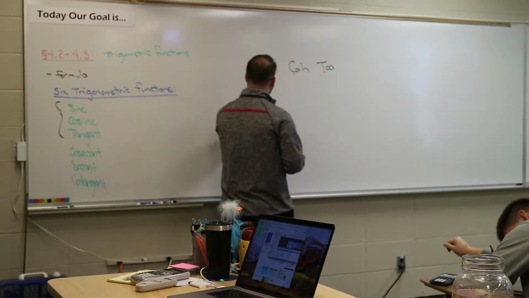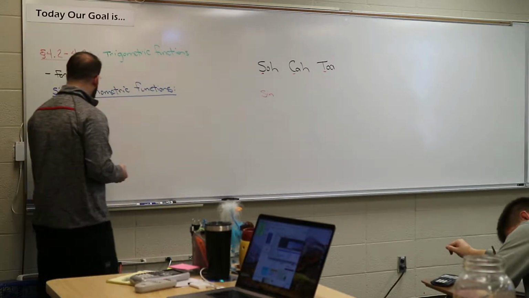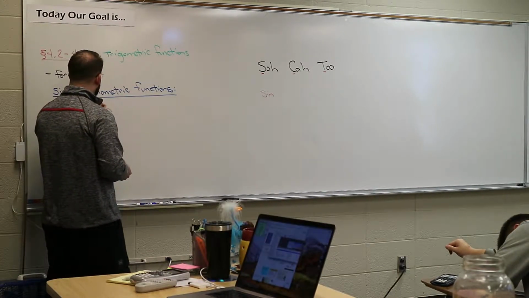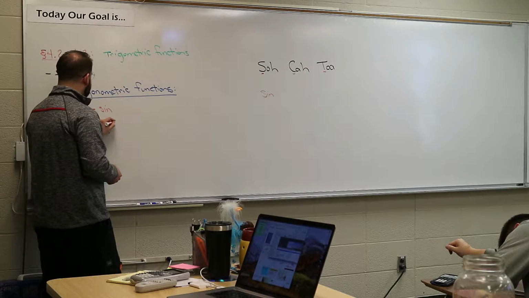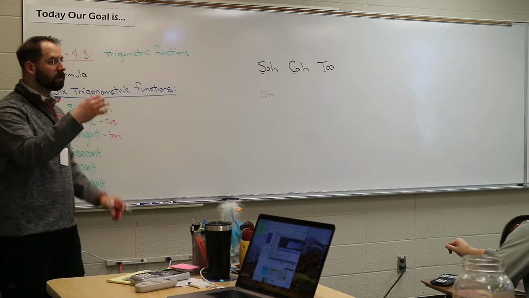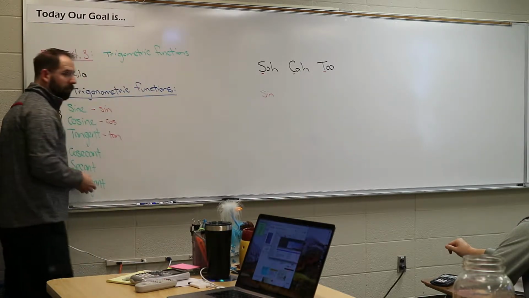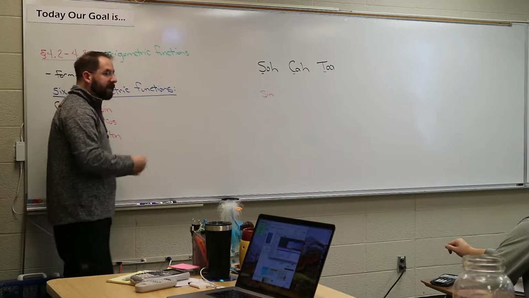But the first one stands for sine. So the abbreviation for sine is SIN. That's the abbreviation we use. Cosine is COS, and tangent we use TAN. Those are the main three. So you'll see those buttons on your calculator as we go through it today. The bottom three that we'll see tomorrow have a different abbreviation.